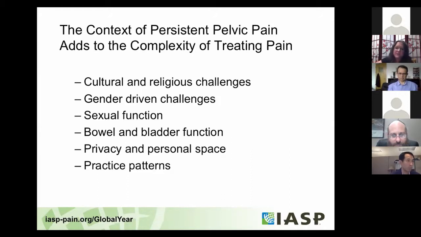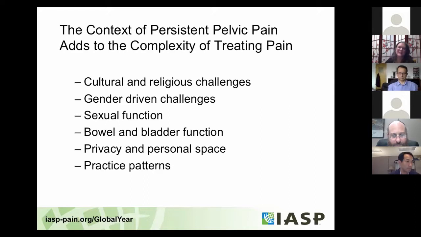There's certainly gender-driven challenges as we talk about pelvic issues, and the expanding world of issues around the transgender population. We have sexual function and preference considerations to take in, and of course bowel and bladder function and the crosstalk between the organs and the pelvic muscles and the spinal innervation. We also need to address things like privacy and personal space, and then your own individual organizational practice patterns.